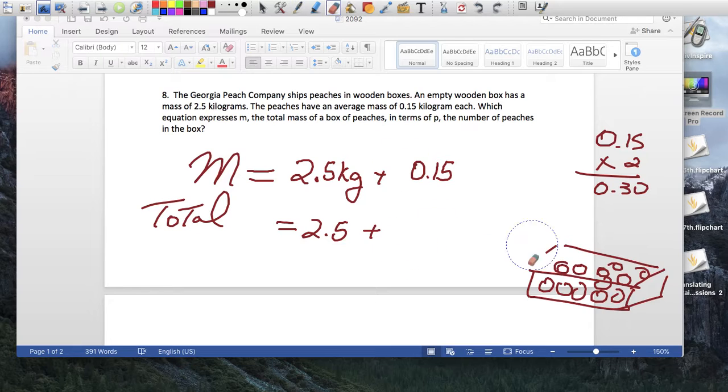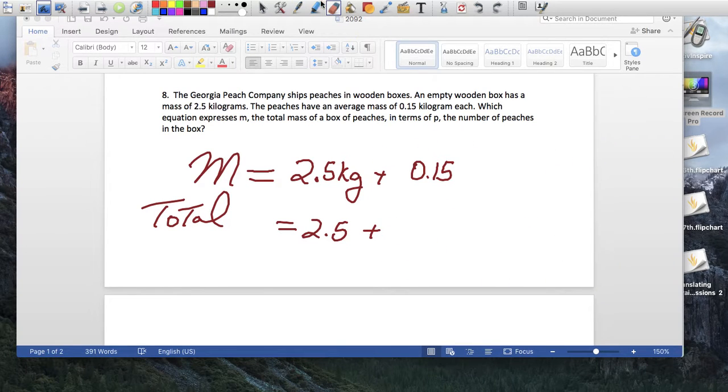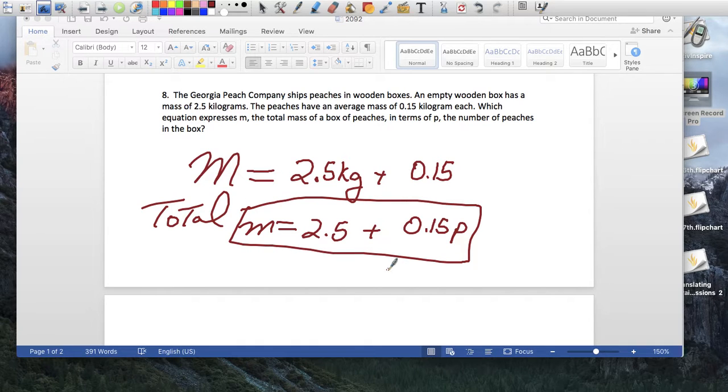So my equation to find the total mass of this box, which stands for M, so M, the total, to calculate the total, is the mass of the box plus the number of peaches. So it's going to be 0.15 times however many peaches. And I'll write it here. That's my equation. Okay, the total mass is equal to the weight of the box plus the number of peaches inside. Okay.